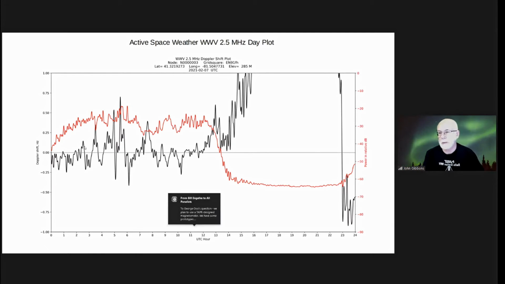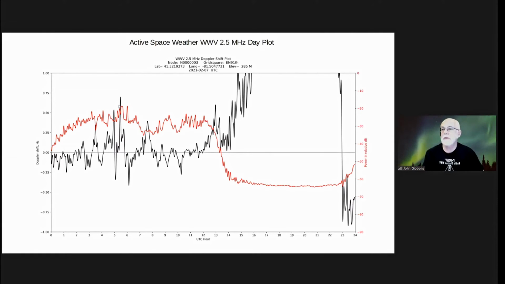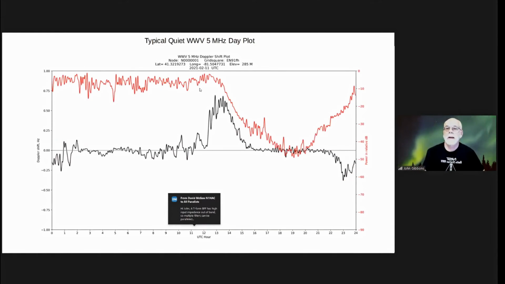You can see that the Doppler shift in black of the received signal is all over the place. And this is due to activity in the ionosphere causing these shifts in height, causing the shift in measured frequency of the beacon. Now, if we move on to a 5 megahertz day, you can see the pronouncement of the Doppler shift at the dissolving of the layer and signal strength is much more pronounced.